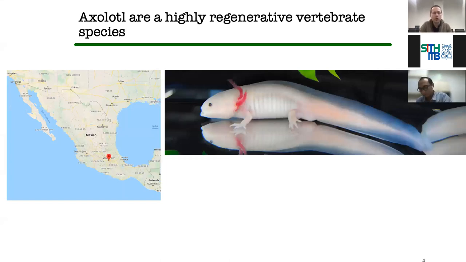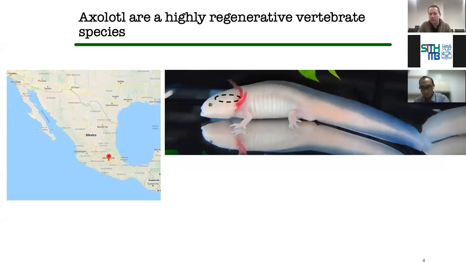However, they're also very common as a pet, actually, and they've been kept in captivity and used as a laboratory animal for over 150 years, which is actually quite remarkable. These animals reach about 30 centimeters in length and take 12 to 18 months to reach sexual maturity. And what we find really remarkable about this animal is its regenerative ability, of course.